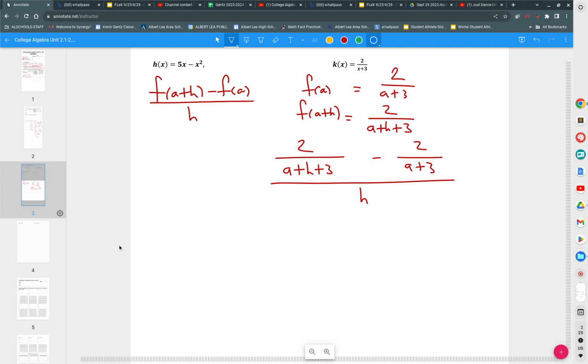Notice in this situation I have a complex fraction. We dealt with complex fractions before, haven't we? Like we had a whole assignment on that. We tested on it. You guys did rather well with it. So in order to deal with this complex fraction, I must create a common denominator. So I'm going to multiply top and bottom by a plus 3. Top and bottom by a plus h plus 3.